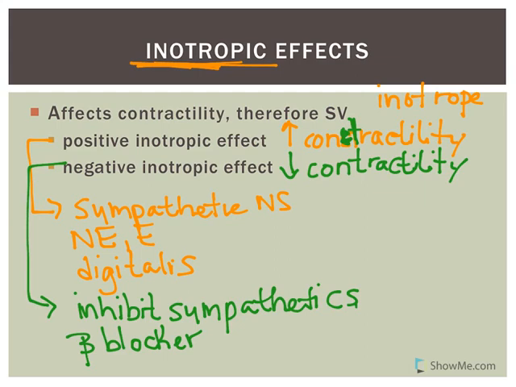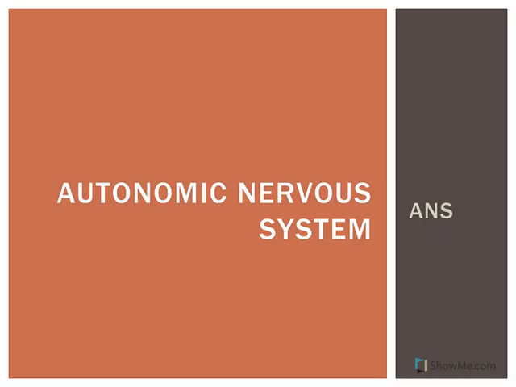So these are two important concepts: chronotropic effects and inotropic effects. Chronotropic affects heart rate, inotropic affects stroke volume. Those both obviously could affect your cardiac output. So let's look at the autonomic nervous system and its effects on the heart.